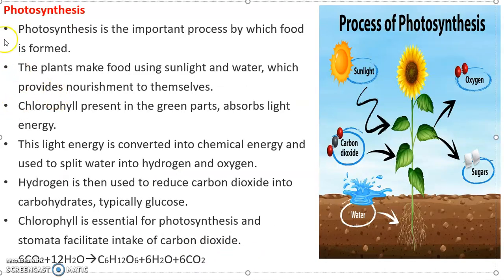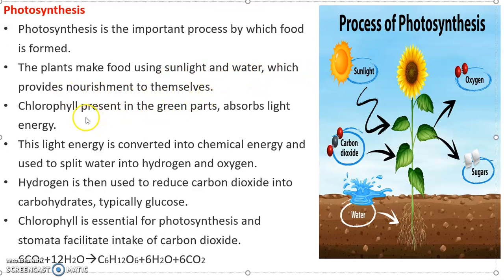Now see what is photosynthesis. In this diagram you can easily understand when a plant takes the energy in the form of light to make its food, then this type of process is called photosynthesis. So photosynthesis is an important process by which food is formed. The plant makes food using sunlight and water, which provide the nourishment to these plants.